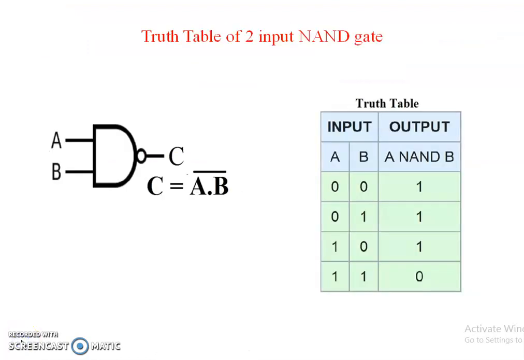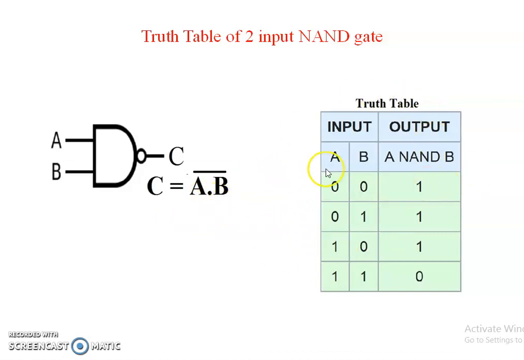Firstly, we discuss truth table of two input NAND gate. In this figure, A and B both are inputs and C is the output. Now the Boolean expression of NAND gate is (A dot B) bar.